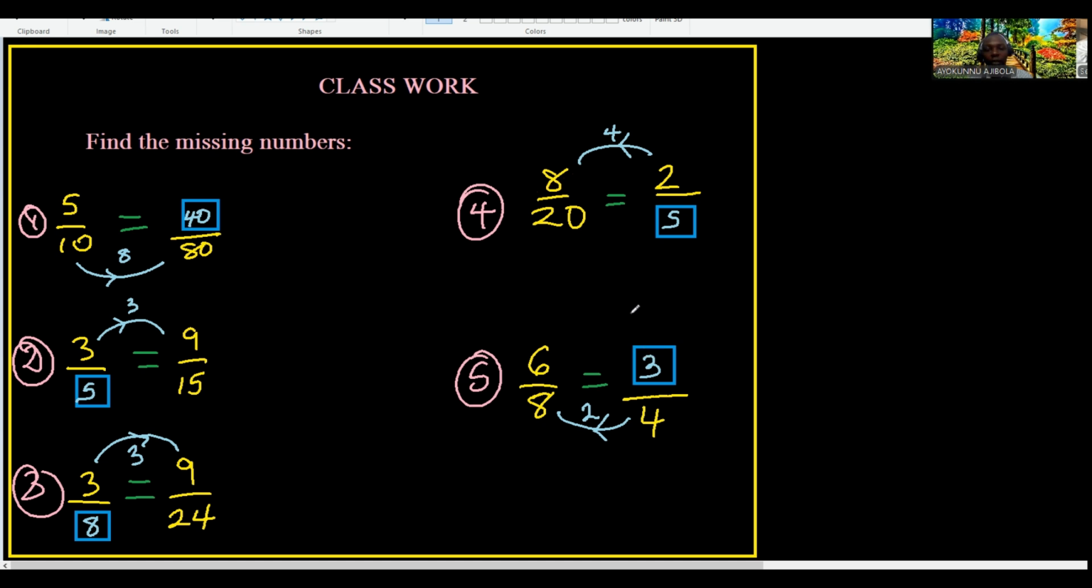And the final one, before we round up for today, we have 6 over 8 equals 3 over 4. So 4 times 2 gives us 8. Then what times 2 gives us 6? That's 3. Okay? Have you written the correction? No. Okay, write the correction, then we round up for today. Okay? All right.